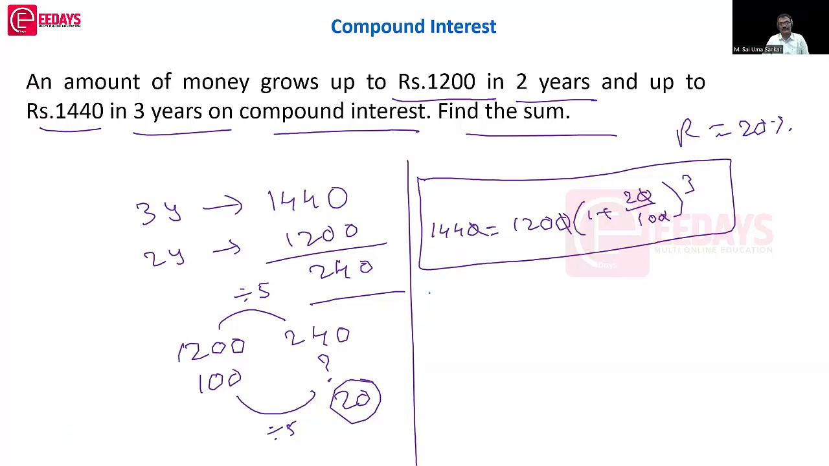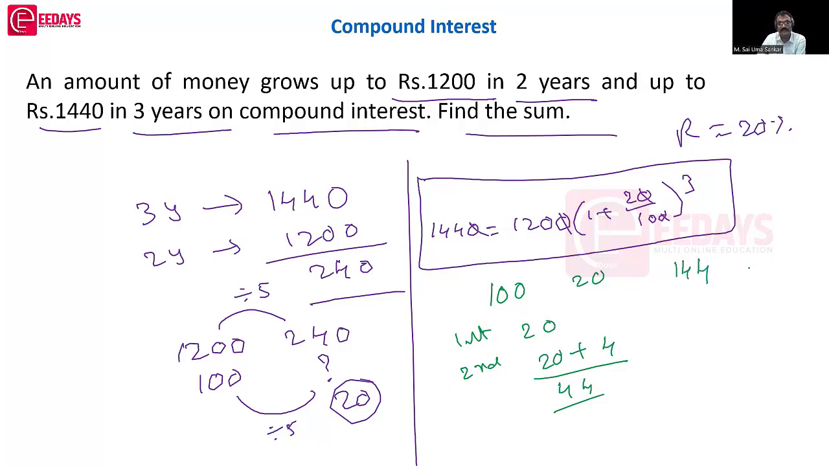Right, observe all of you. Suppose principal is equal to 100, rate of interest equal to 20. Let us take first year 20, second year 20 plus 20% of 20, which is 4. So this is equal to 44, or not? Okay, now what is the total? 144. If this is equal to 144, the principal is equal to 100. But after 2 years, the amount is equal to 1200.